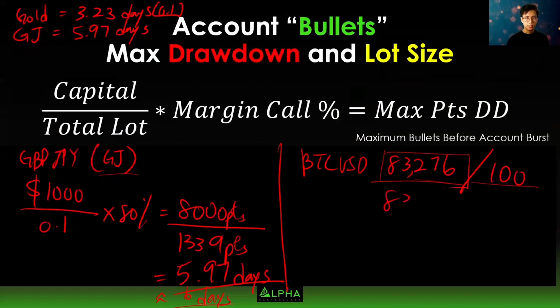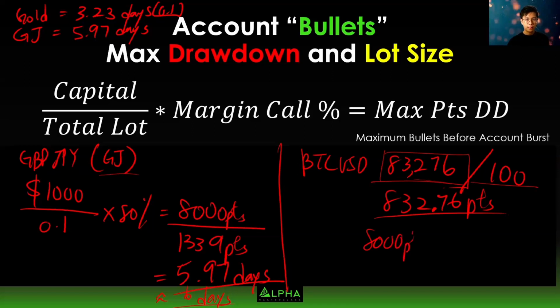Then it is 832.76. Then this is points. And same calculation, everything again. 8,000 points. Okay, you open 0.1 lot and divide by 832.76. And what is the number? Simple calculation is around 10.